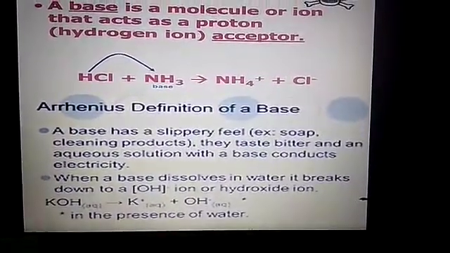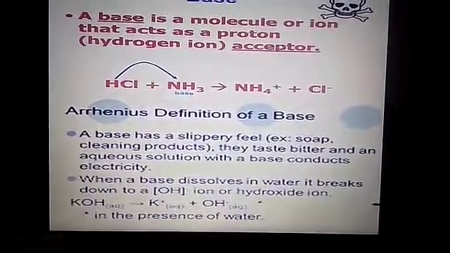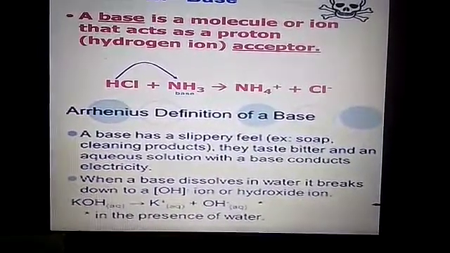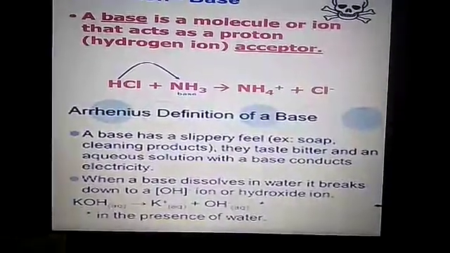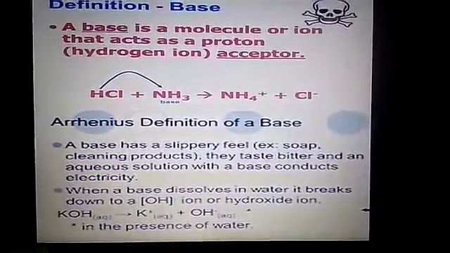So what is a basic hydroxide? It is a metallic hydroxide which contains OH minus and will react with an acid to give salt and water. That is sodium hydroxide and aluminum hydroxide. So these are the examples.